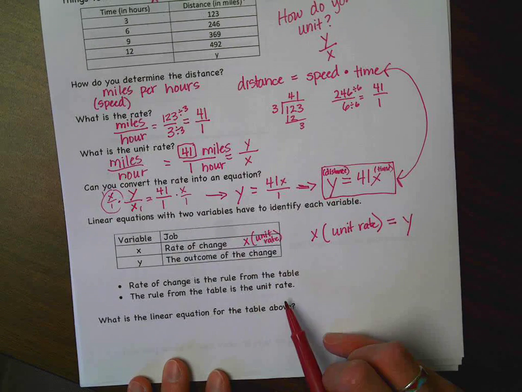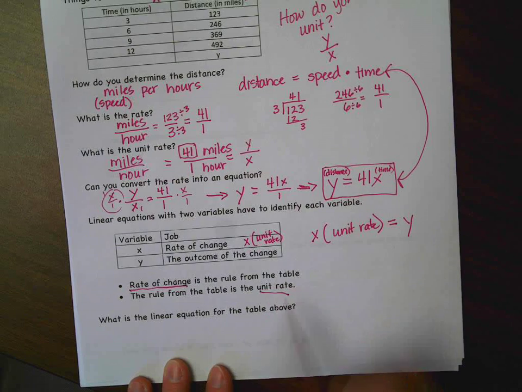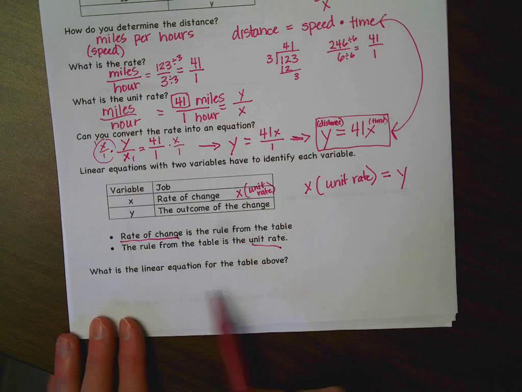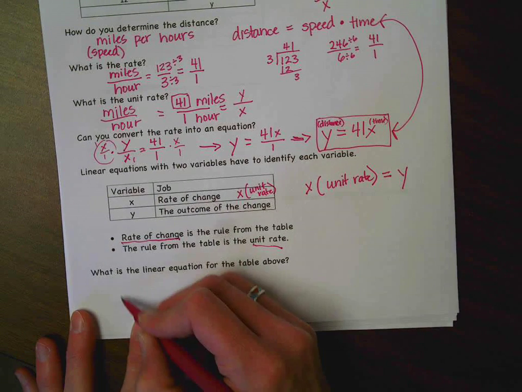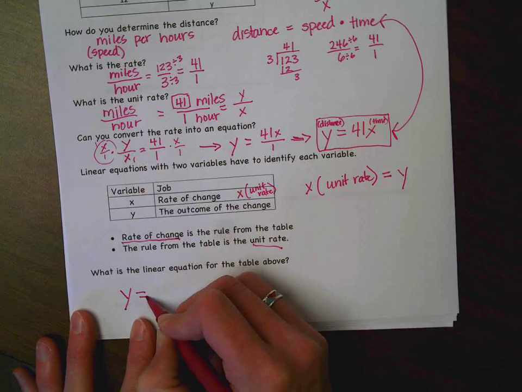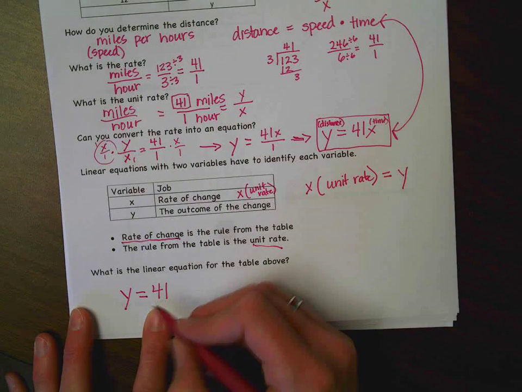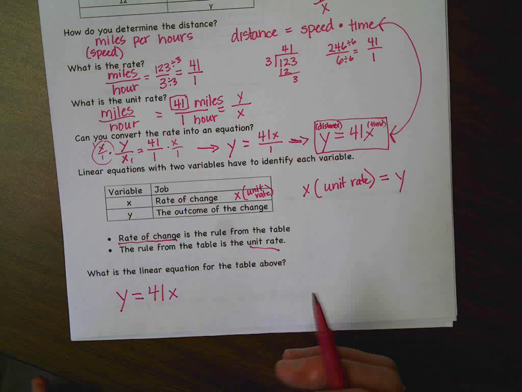Okay, so you need to remember that. The rate of change is the rule from the table. The rule from the table is the unit rate. Okay, so rate of change and unit rate are exactly the same things. Okay, and then what is the linear equation from the table above? You just figured it out. What is the linear equation from the table above? Y equals, it was right there, 41 miles per hour times any hour you give us. Okay? Does that make sense to you?